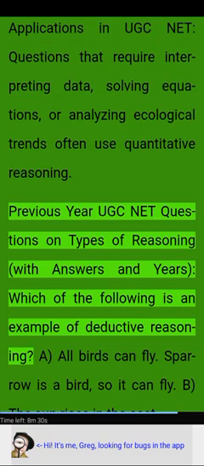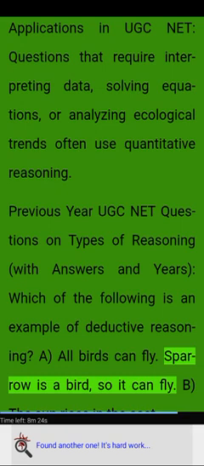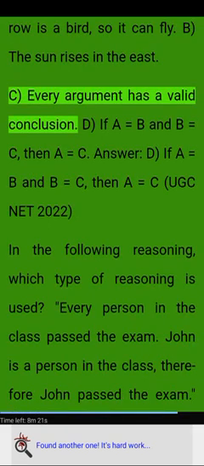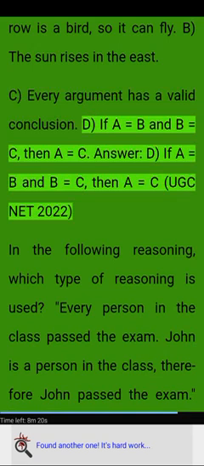Previous year UGC NET questions on types of reasoning, with answers in years. Which of the following is an example of deductive reasoning? A. All birds can fly. Sparrow is a bird, so it can fly. B. The sun rises in the east. C. Every argument has a valid conclusion. D. If A equals B and B equals C, then A equals C. Answer. D.